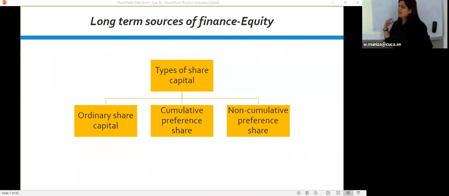Okay, so they will be having the priority over the ordinary share capital. If dividend has to be given to the ordinary share capital providers, first it has to be given to the non-cumulative preference shareholders. If they are not being given, then even to the ordinary share capital holders, it is not going to be provided. Cleared?